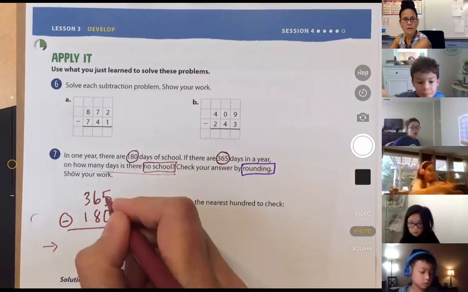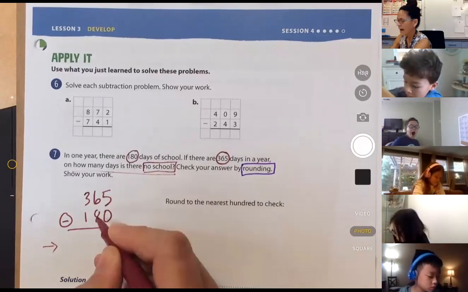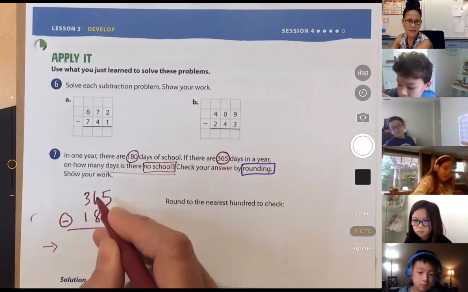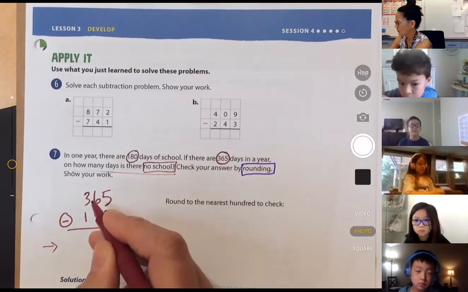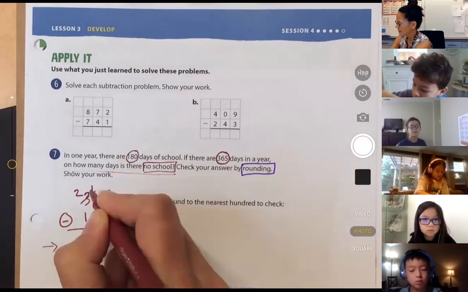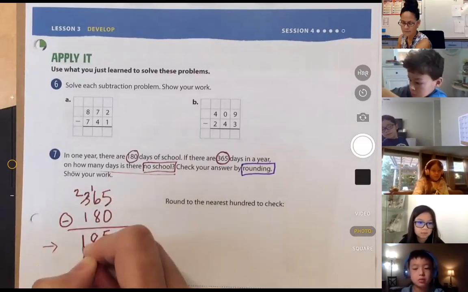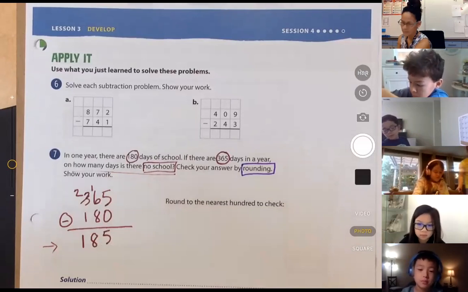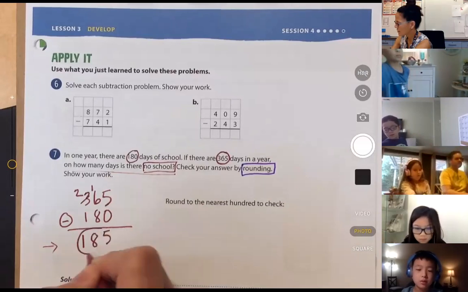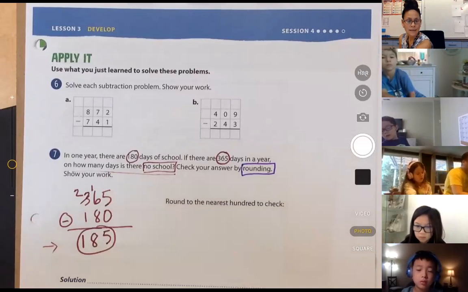So 5 minus 0, of course, is 5. I cannot take 8 away from 6. I need to regroup. I need to go to the neighbor's house, see what they got. Do they have what I need? Yes, they do. 16 minus 8 is 8. 2 minus 1 is 1. There are 185 non-school days.